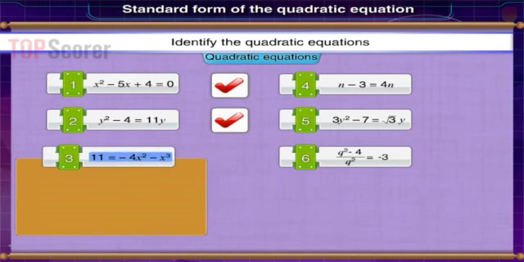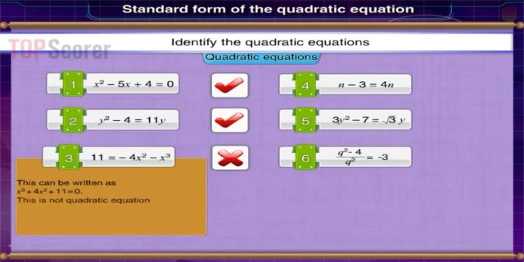Consider another equation. 11 is equal to minus 4x square minus x cube. This equation can be written as x cube plus 4x square plus 11 is equal to 0. Is it a quadratic equation? No, it is not a quadratic equation. Why? x cube plus 4x square plus 11 equal to 0 is not a quadratic equation because the highest power of the variable x is 3.